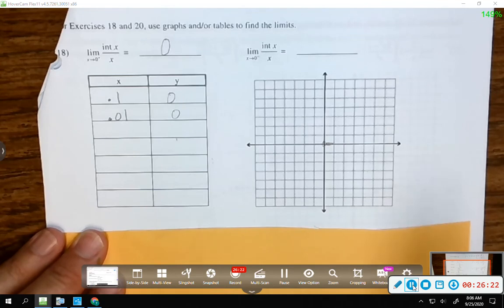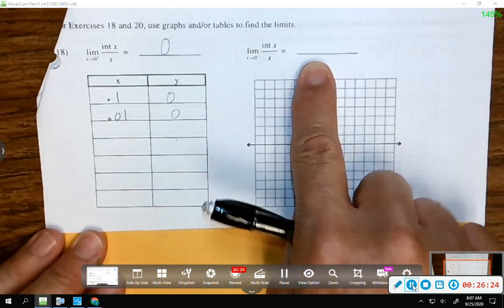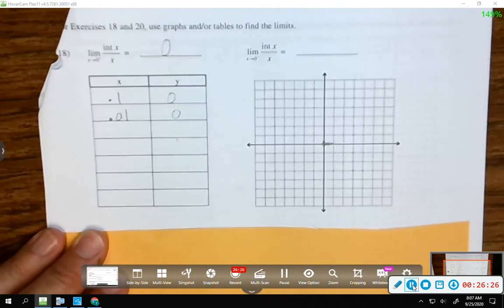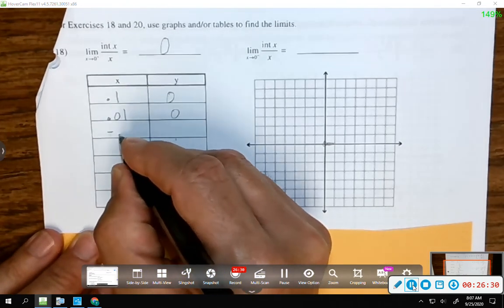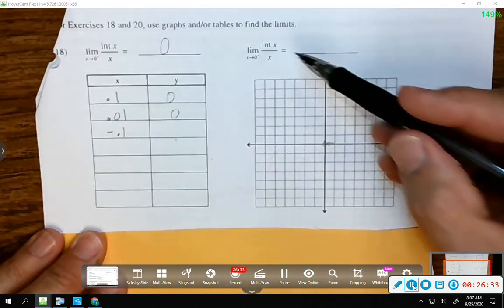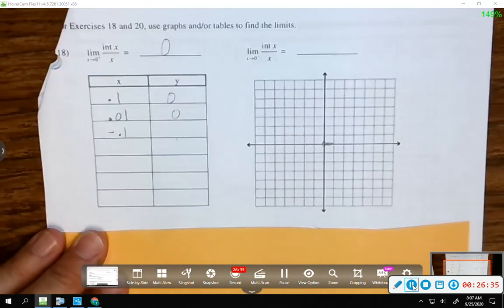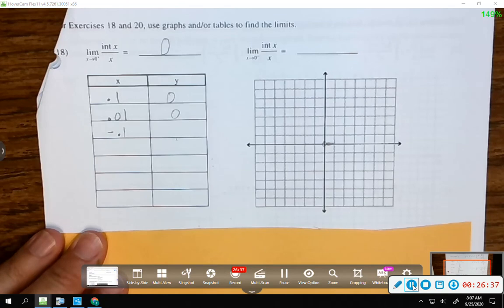So it's probably going to be similar over here, right? Well, let's see. Now I'm going to get really close to 0, but to the left of 0. Negative 0.1. The integer value of negative 0.1: the closest integer less than or equal to negative 0.1 is negative 1.